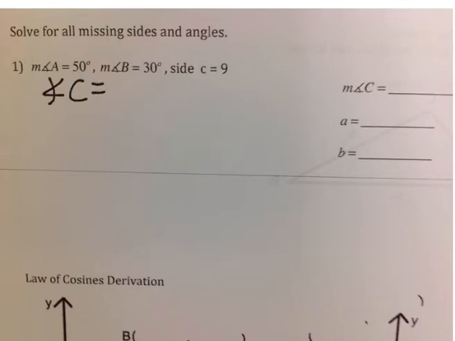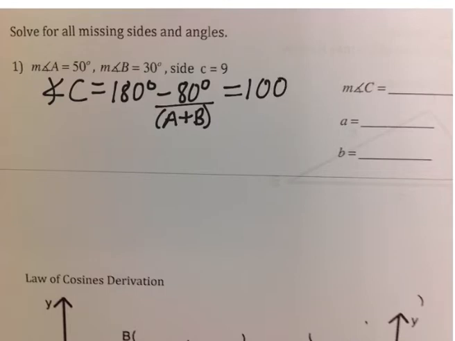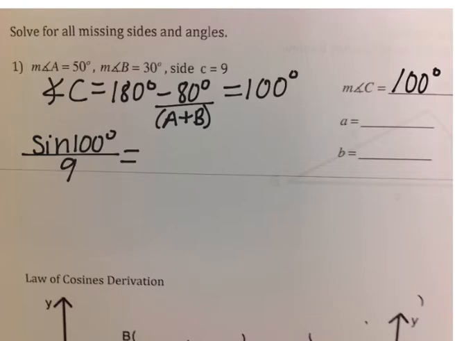It's always easy to find the missing angle because you know two of them. Angle C is going to be 180 minus the sum of angle A plus B, and that's going to give us 100 degrees. Make sure you fill in those degree symbols. Then to find our missing sides, we can set up two proportions. Sine of 100 degrees over side C, which is 9, is equal to, let's find side A first, sine of 50 degrees, which is angle A, over side A.